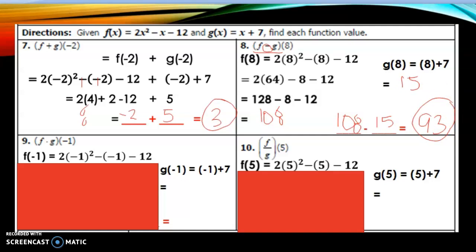Yes, we had been working on combining them because we had x's involved.